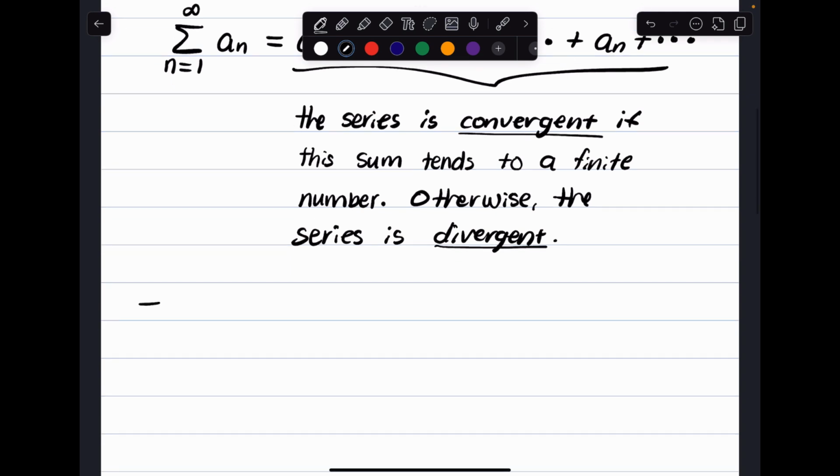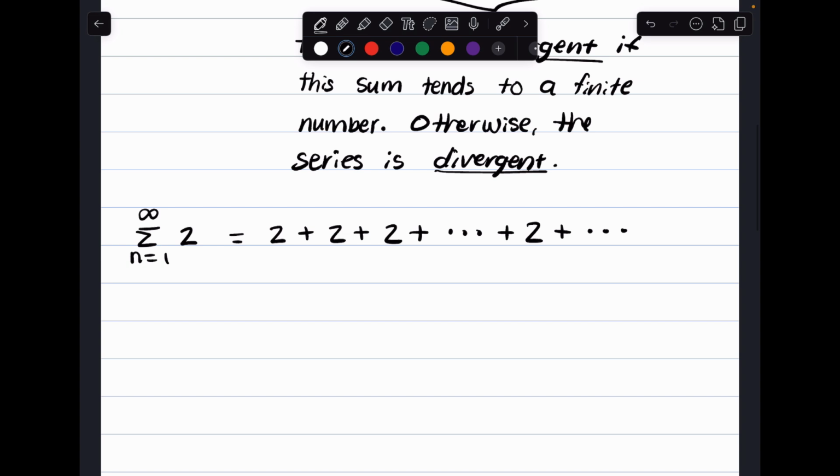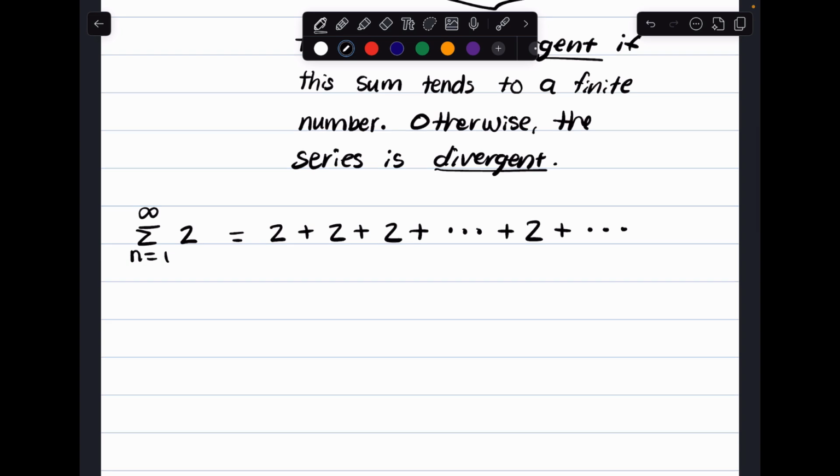Let's say I take the sum from n equals 1 to infinity of, let's just say I'm summing up a number, so 2. Well, if I write out what this means, this is going to be 2 plus 2 plus 2 plus, all of my a sub n's are 2's. And I'm just going to keep on adding those 2's together. So I'll have 2, 4, 6, 8, and I'm adding those up. And so this sum is obviously not tending towards a finite number. This is going to go to infinity.